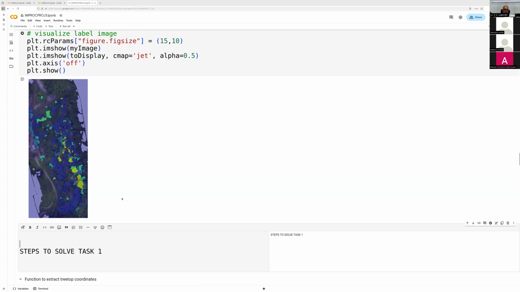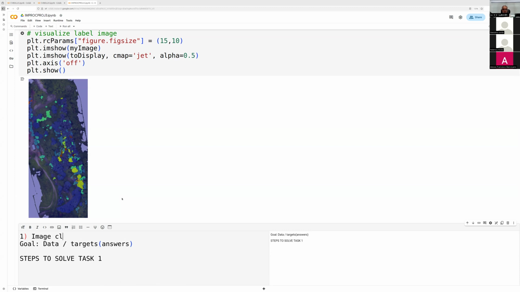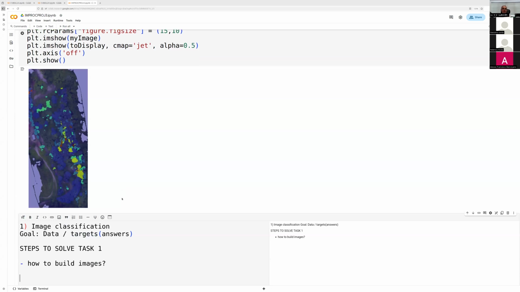So the goal is to have data, and I'm going to call them targets. So the correct answer for each data piece. Okay, so for the image classification problem, what I want to have is a set of images, and for each image, I want to have the correct answer associated to that, okay? So first I need to build the images. What I need to do is cut one small patch around each tree, okay?